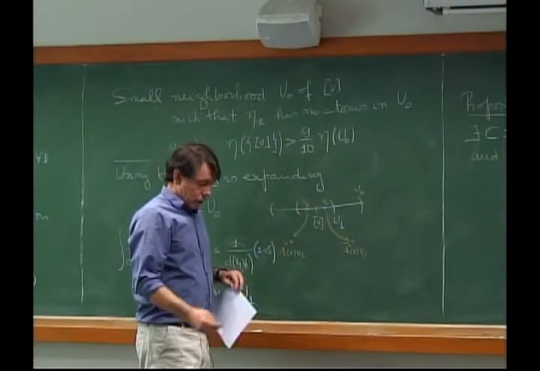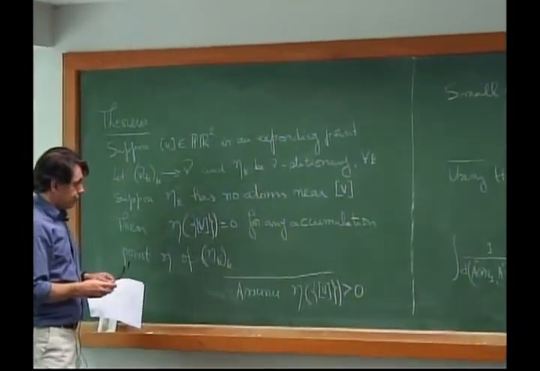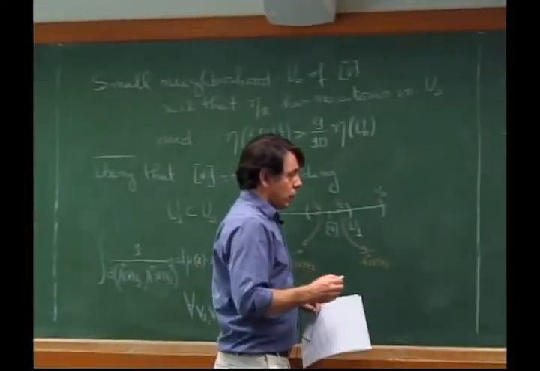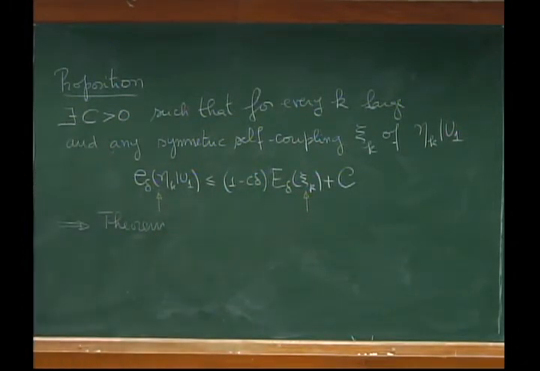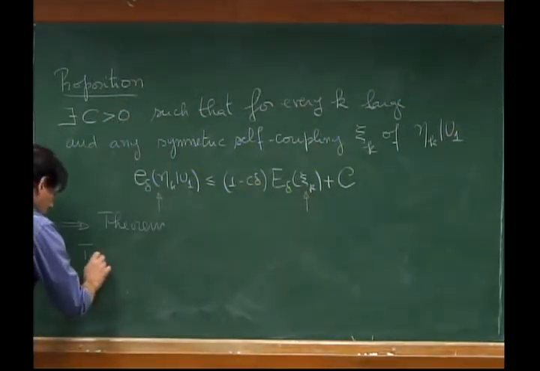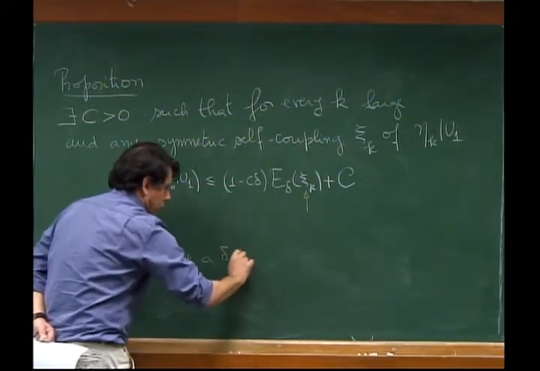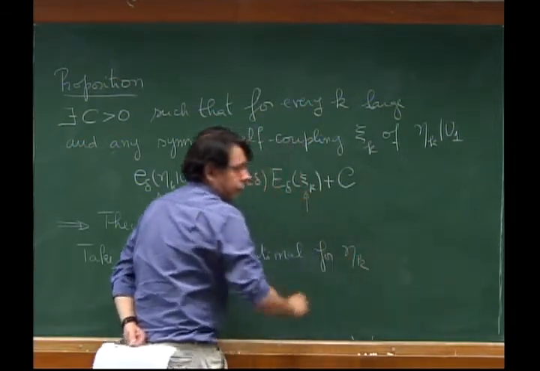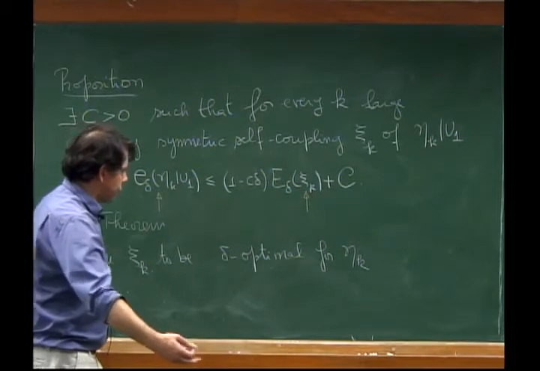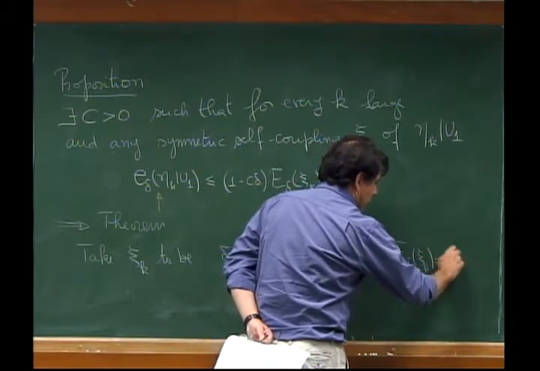So if you assume this, I can finish the proof of the theorem, and then we will continue with proving that fact over there. So assuming this proposition, let's deduce the theorem. So how do we do that? Of course, we can take the CK in the statement to be delta optimal for eta k. In other words, I may start from the very beginning with a coupling whose energy is equal to the energy of eta k.